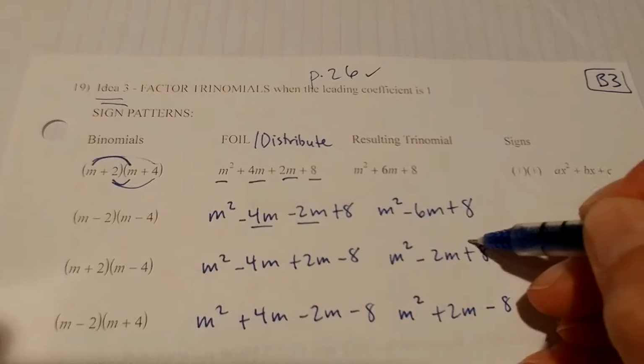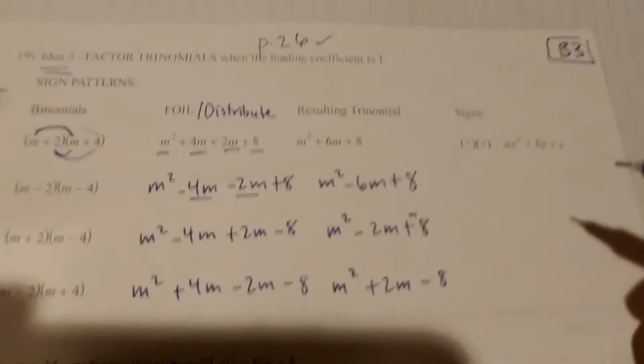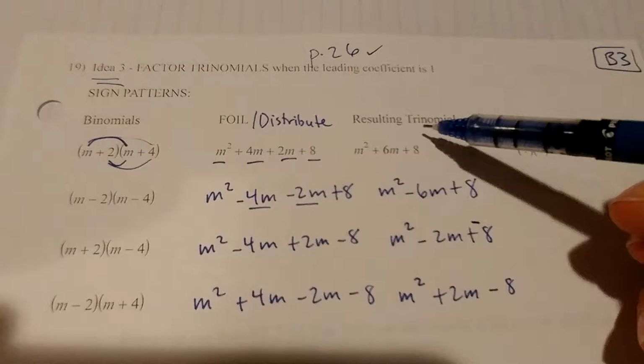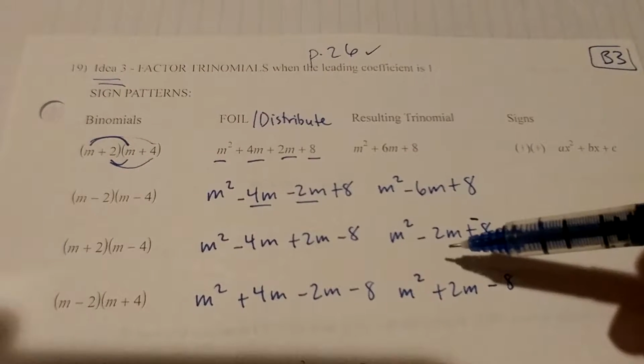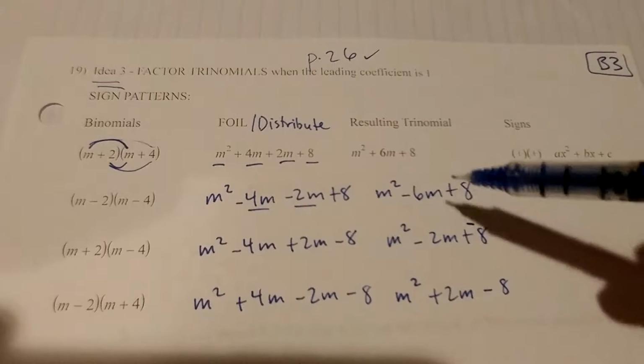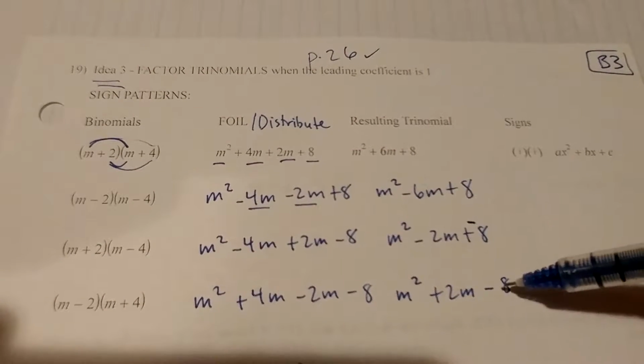This one up here, I goofed. That should be a minus 8. Okay, check your work and see how you did. Let's look at the resulting trinomials column. Notice that every single one of these has an m squared, and every single one of these has an 8.